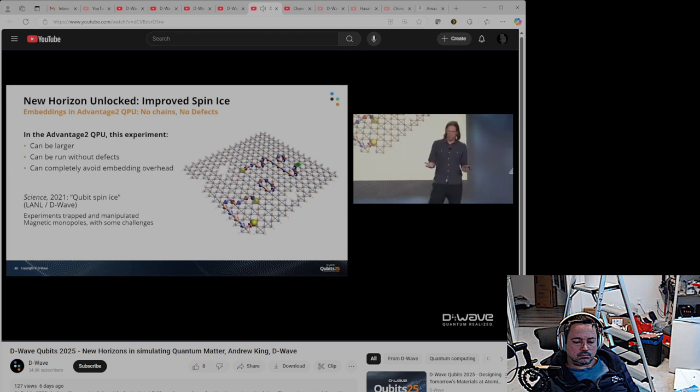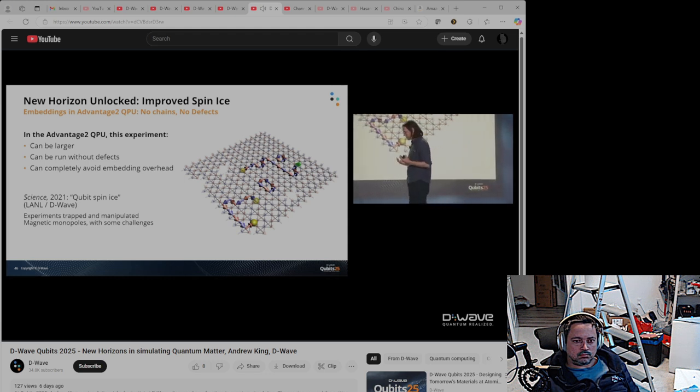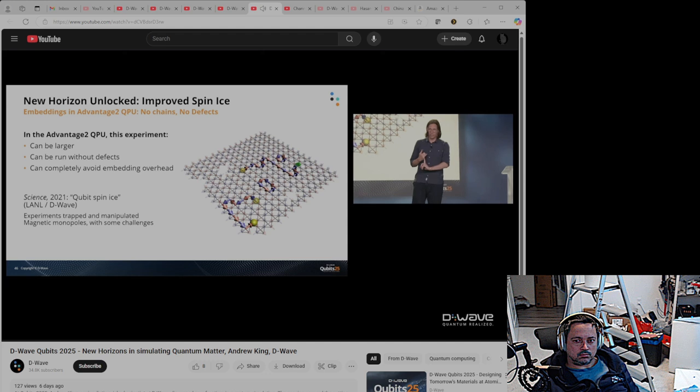But this was a challenge. We had to use every last bit of the D-Wave 2000Q processor to do this. So we also had to use 4 qubits per physical site, or per lattice site. In Advantage 2, we can do this with no embedding overhead, so it's a 1-for-1 simulation. We can also do it without holes.